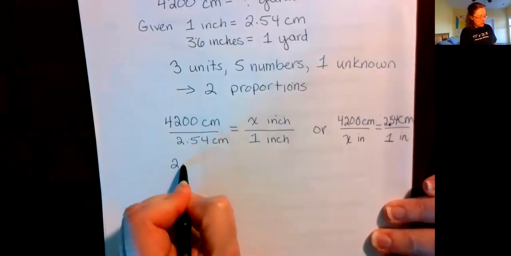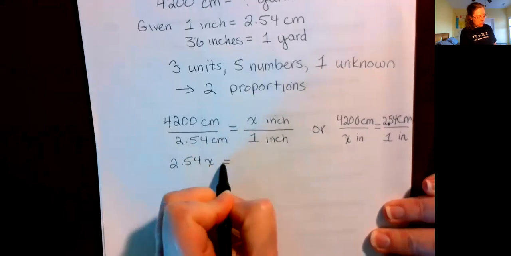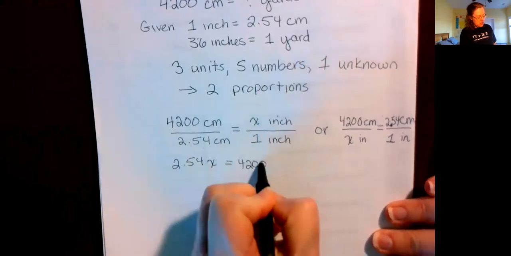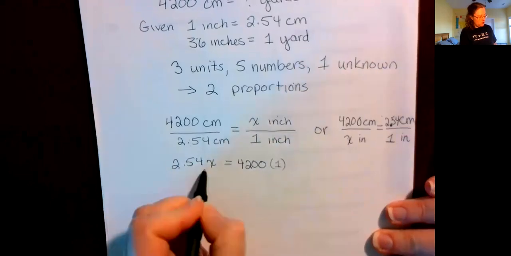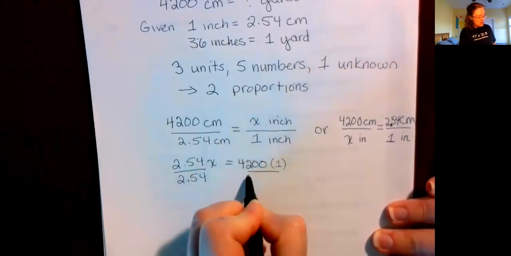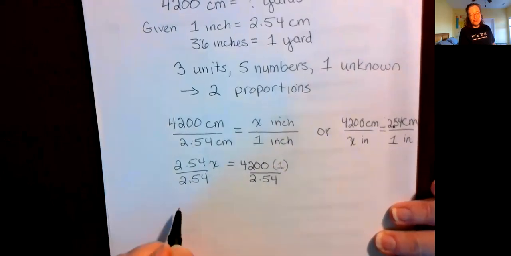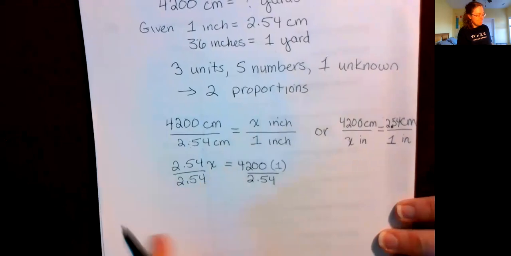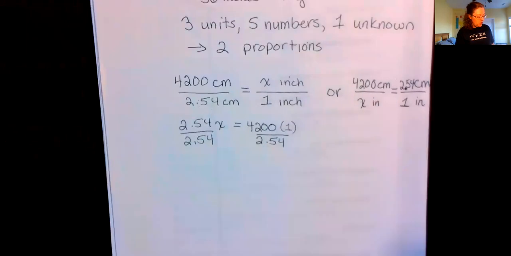Cross multiply. 2.54x is equal to 4,200 times 1. I'm just going to go ahead because I don't feel like rewriting it another time. Divide both sides by the number that's next to x. It's known as a coefficient. All right. And what happens next? Those guys disappear. I'm left with 4,200 divided by 2.54.